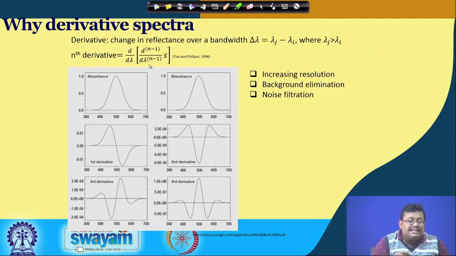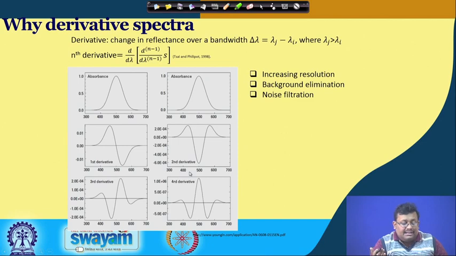The derivative is basically the change in reflectance over a bandwidth, which is denoted by delta lambda, where delta lambda is equal to lambda j minus lambda i, where lambda j is greater than lambda i. So, basically we take the nth derivative on the basis of this lambda, in comparison to the reflectance values. You can see this is an original reflectance feature, and from it we are taking different types of derivative: first derivative, second derivative, third derivative, and then further higher order derivatives like the fourth derivative.